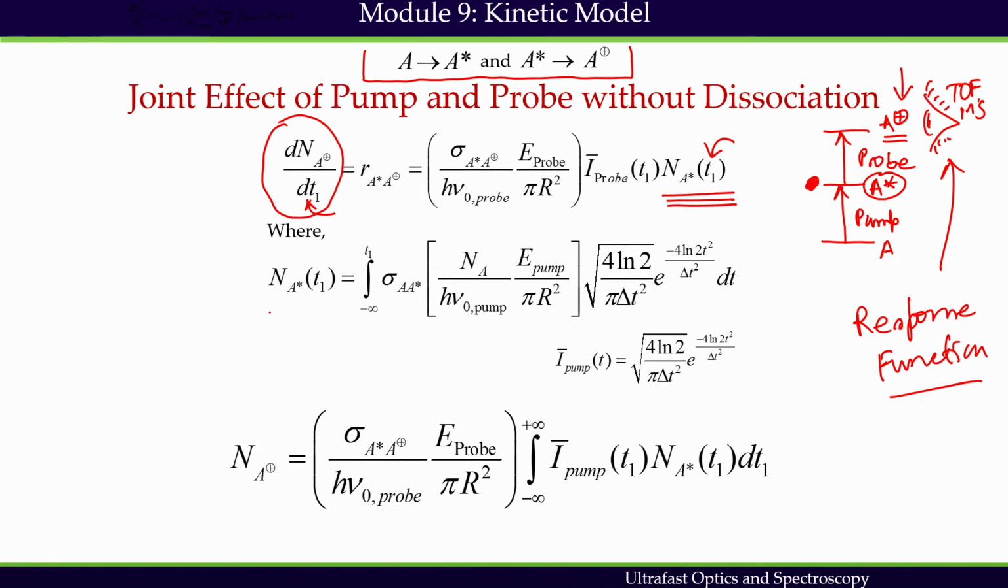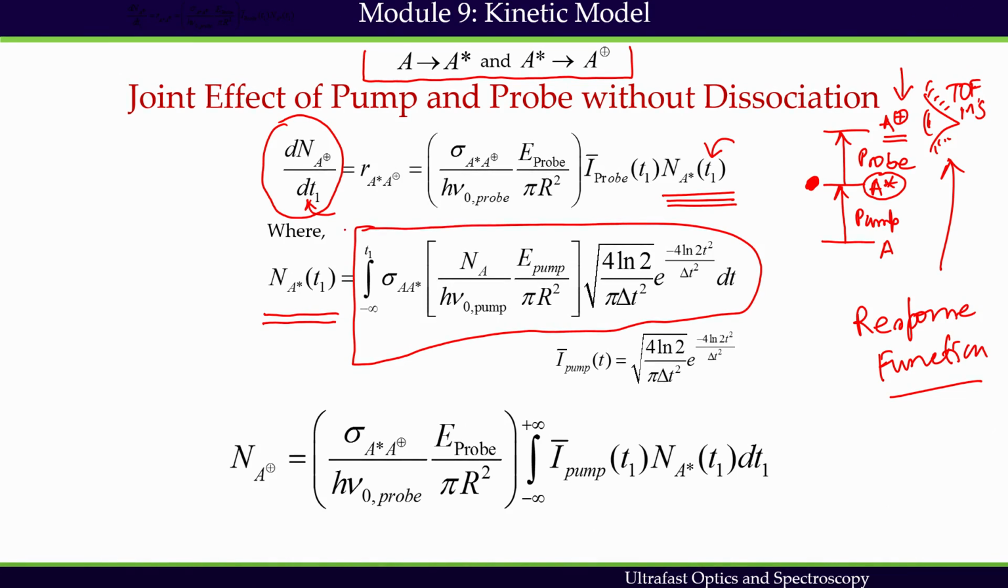We have already seen that Na star T1 can be represented by this integration, and if we do this integration, we get the error function that we have seen already, but we will not get the integration done immediately because we would like to convert the final expression for this dNA plus to some other form. So, this equation can be integrated, and finally we get the Na plus population, which is nothing but an integration from minus infinity to plus infinity.